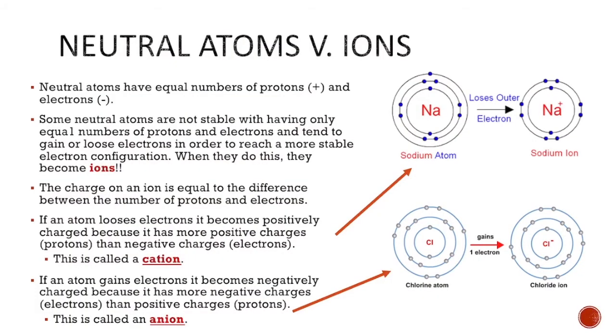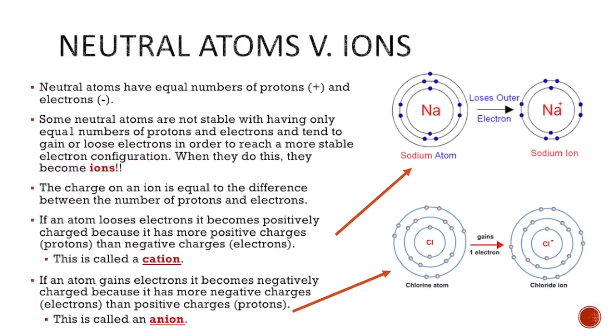All right, so now let's talk about neutral atoms versus ions. A neutral atom has equal numbers of protons with a positive charge and electrons with negative charges. So their charges are going to be equal in quantity, so they cancel each other out, and that's what makes these atoms neutral. But some neutral atoms are not stable when they have only equal numbers of protons and electrons, and they tend to undergo chemical reactions in order to gain or lose electrons and reach a more stable electron configuration. When they do this, they become ions.